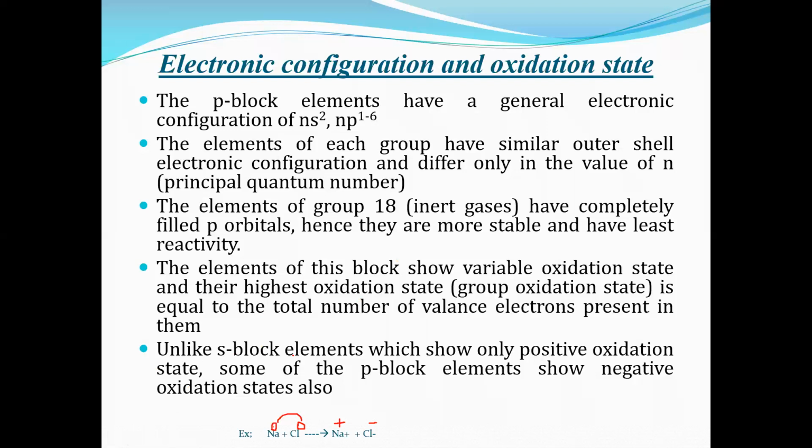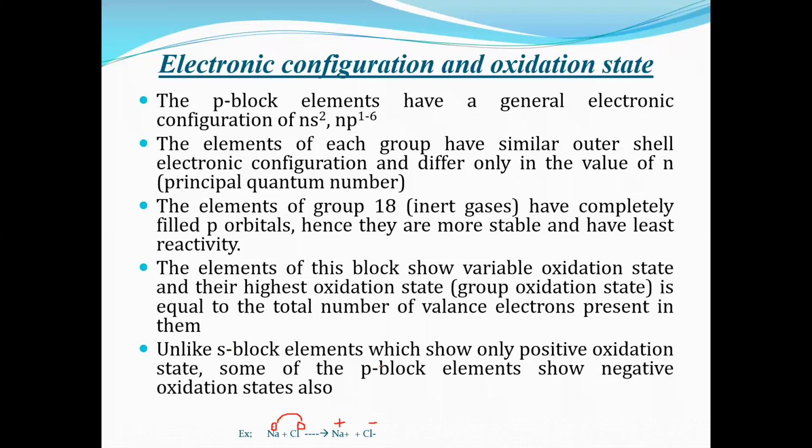Which group loses electrons more or gains electrons more? That one we call the group oxidation state. We calculate the highest oxidation state based on the valence electrons in that element. Valence electrons are the electrons present in the outermost orbit.